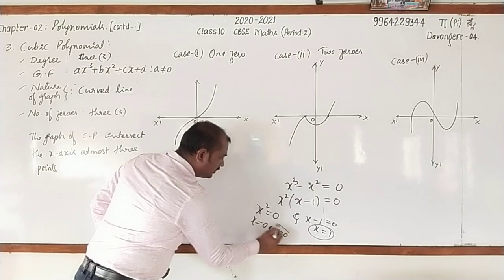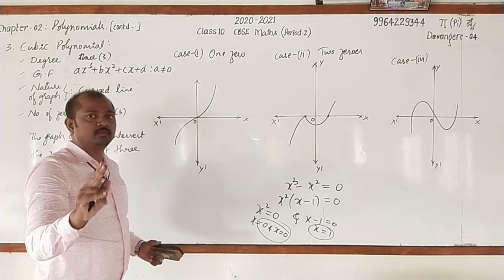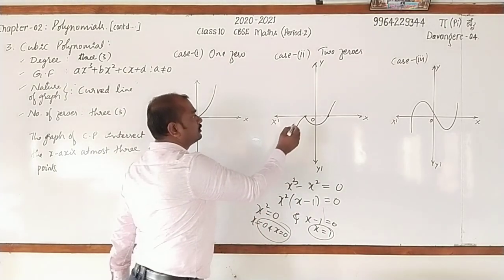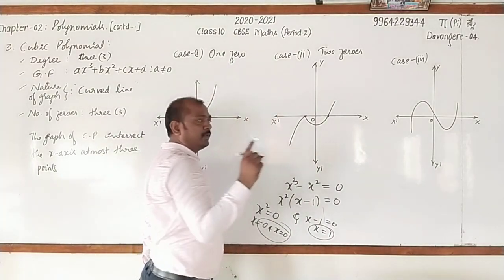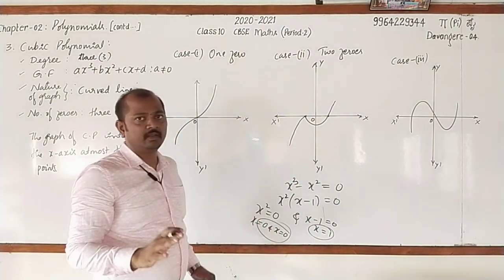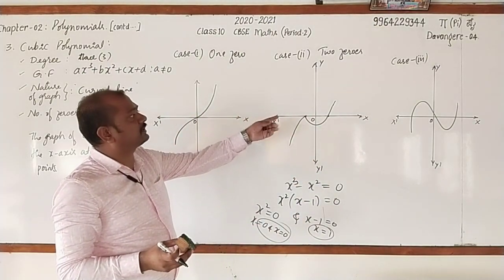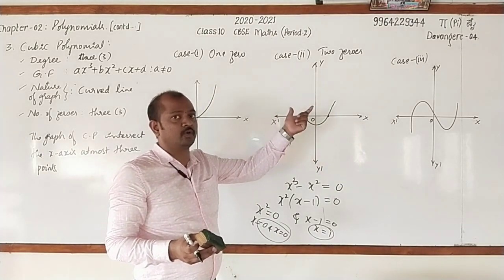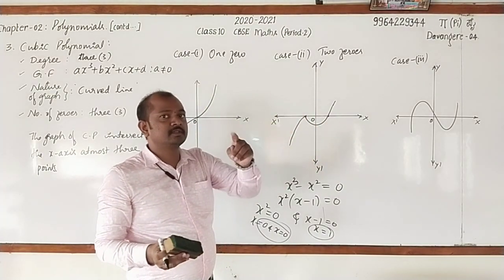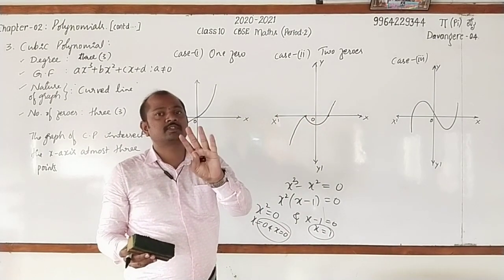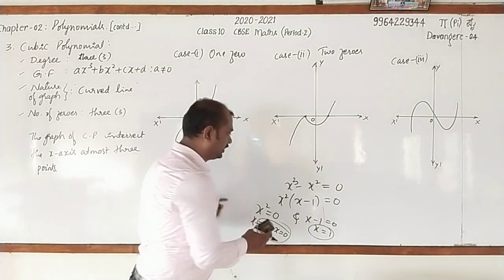As here there are 2 zeros which are same and 1 zero is different, hence we show only 1 point here and another point here. Clear? So the graph has intersected the x-axis at 2 points, hence it has 2 zeros. It means out of total 3 zeros, 2 zeros are same, 1 will be different.